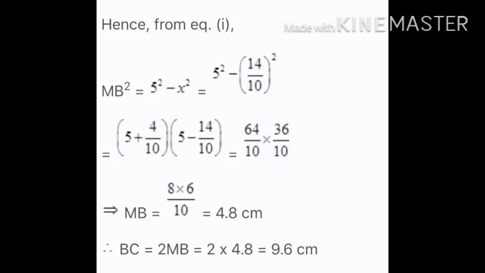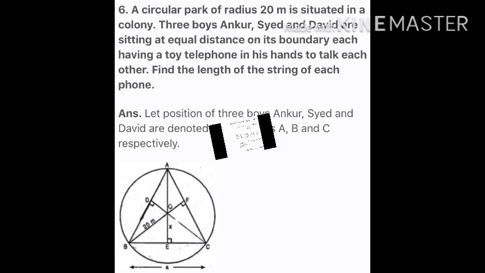that is equal to 4.8. And BC is equal to 2 MB, therefore 2 times 4.8, that is 9.6. The distance between Reshma and Mandeep is 9.6 meter.